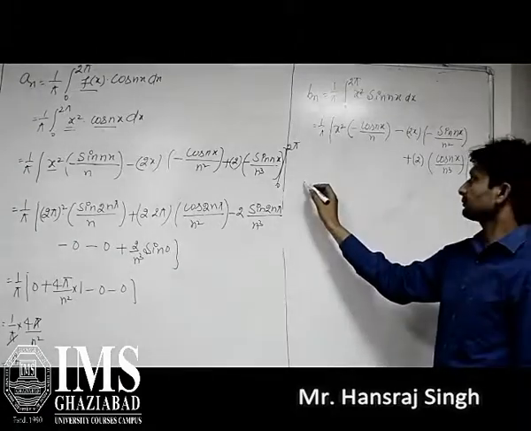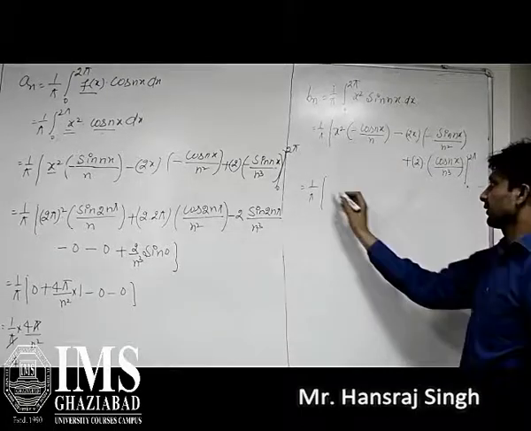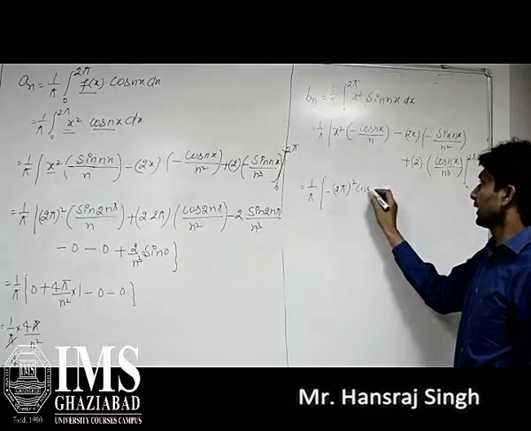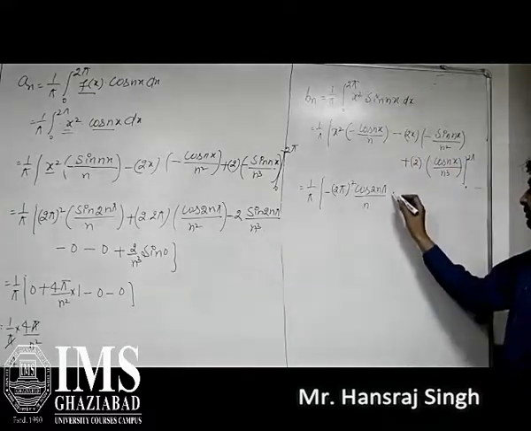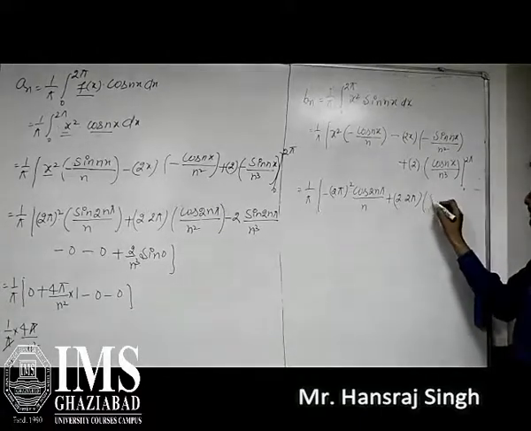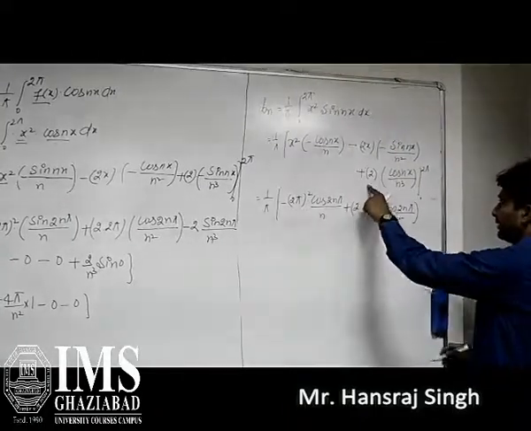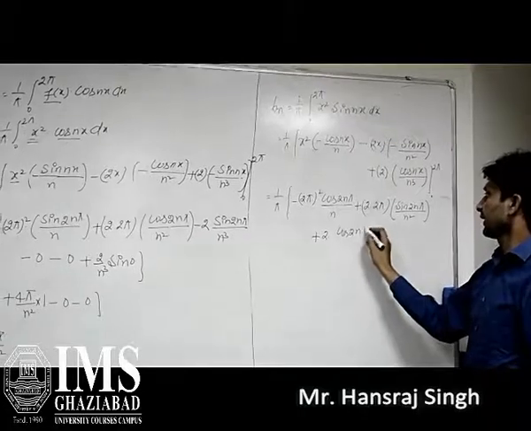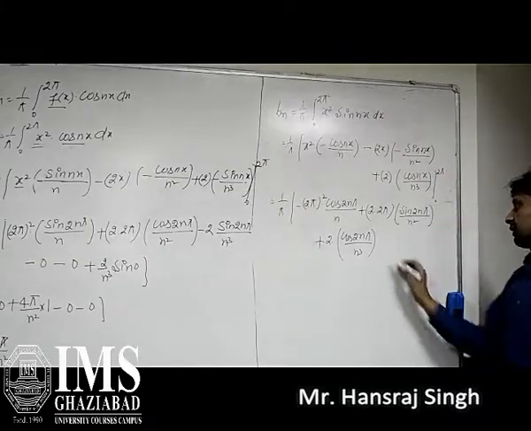Now we place the limits, with 1 upon pi. We put 2 pi for x, so this is minus (2 pi) whole square cos 2n pi upon n, then minus and minus plus, 2 into 2 pi into sine 2n pi upon n square, and then the next term is plus 2 into cos 2n pi upon n cube, and then we place the lower limit. This is minus the lower limit.